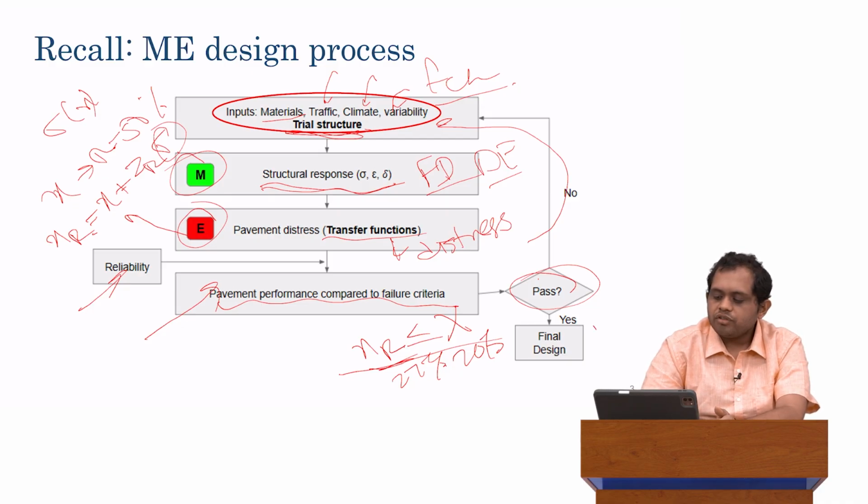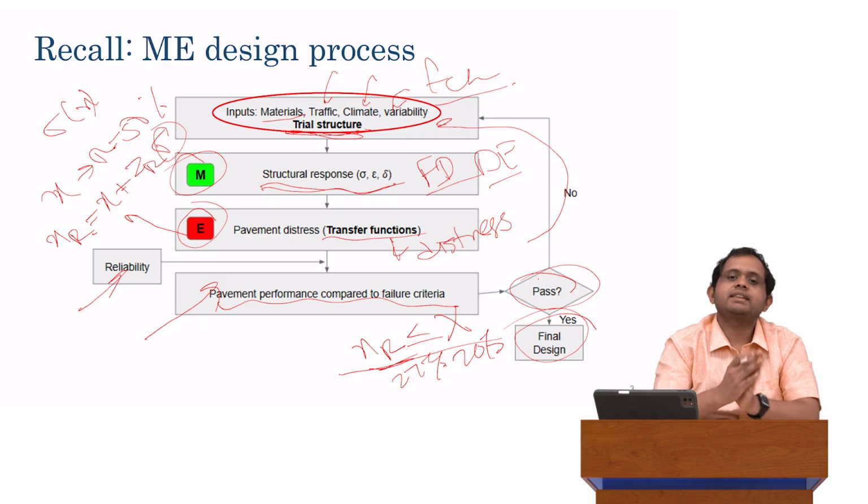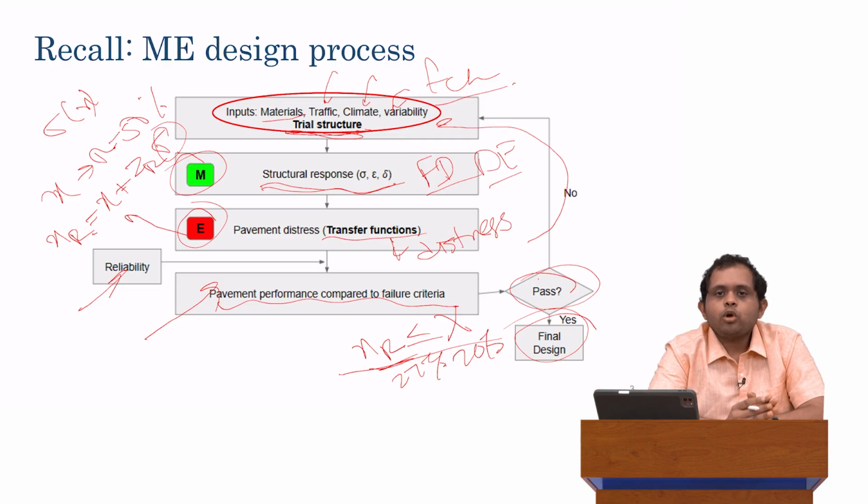Once we reach the point, whatever design we get, we call that the final design. So the only property of the final design is that the predicted distress is less than the maximum allowable value of the distress. That's basically what we hope to get from our final design.